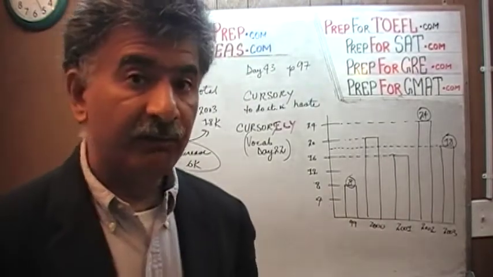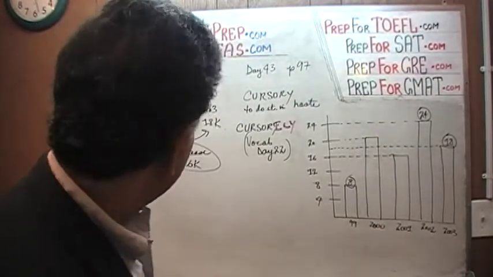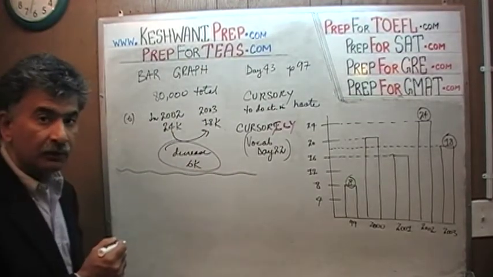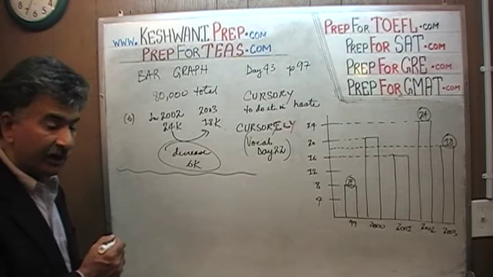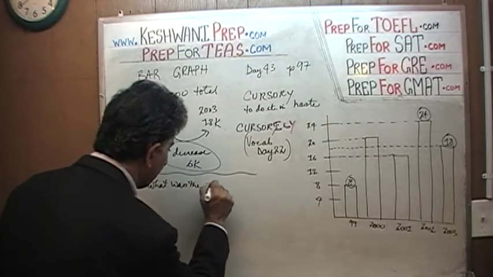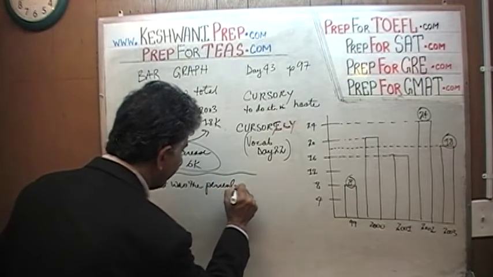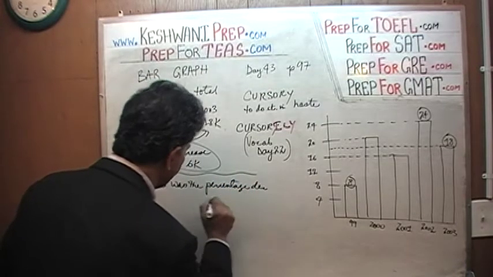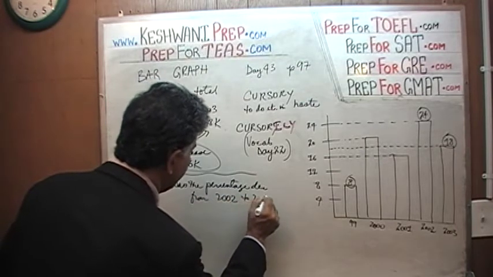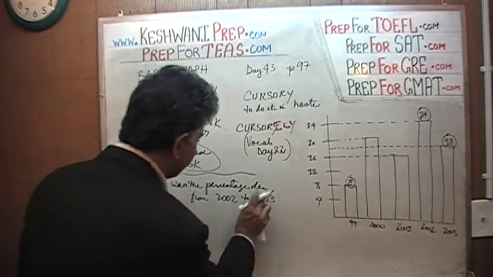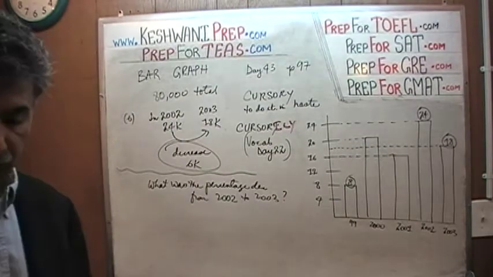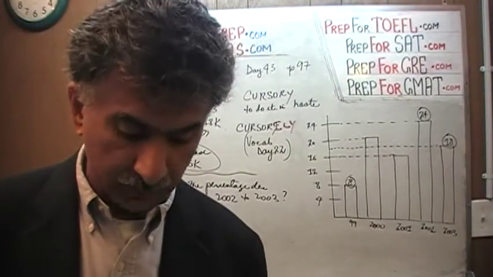Now, if they had phrased the question a little bit differently, and instead of saying, what was the decrease in the number of voters from 2002 to 2003, if they had asked us what was the percentage decrease from 2002 to 2003, this is a different question. Here we have to do the formula for percentage change, which we learned a long time ago.